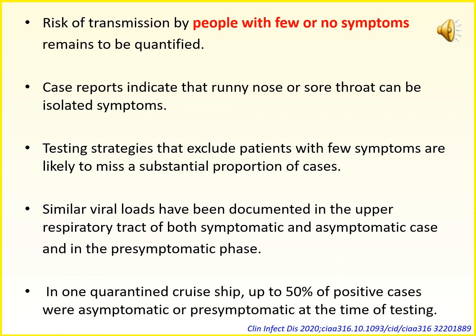The risk of transmission by people with few or no symptoms remains to be quantified. Case reports indicate that runny nose or sore throat can be isolated symptoms. Testing strategies that exclude patients with few symptoms are likely to miss a substantial proportion of cases. Similar viral loads have been documented in the upper respiratory tract of both symptomatic and asymptomatic cases, and in the pre-symptomatic phase. In one quarantined cruise ship, up to 50% of positive cases were asymptomatic or pre-symptomatic at the time of testing.